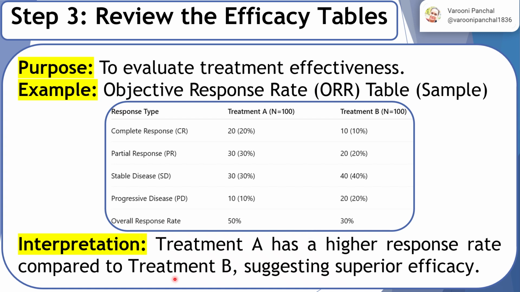When you see the response type, we have complete response, partial response, stable disease, progressive disease, and overall response rate. Now I will explain these terminologies in very simple language. Say, for example, I have a disease like a tumor, right? Now that tumor size is around, say, 5 centimeters. After consuming that specific treatment, the tumor size should decrease, right? It should shrink, the centimeter or the diameter of that tumor.